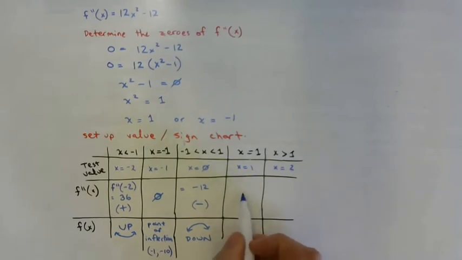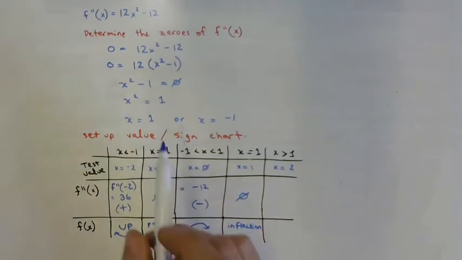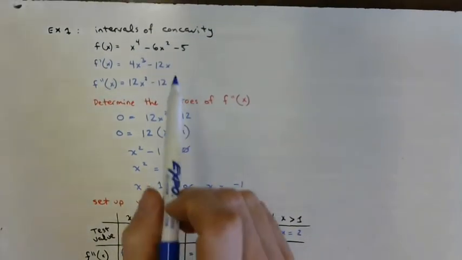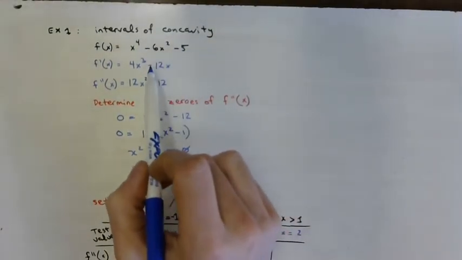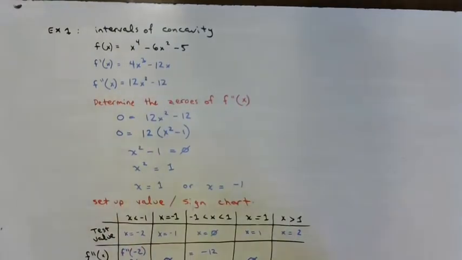X value of 1, we know that's a 0, which means we have a point of inflection. And it's at 1, and just sub 1 in here, so I get 1. Same situation, it's at 1, -10.